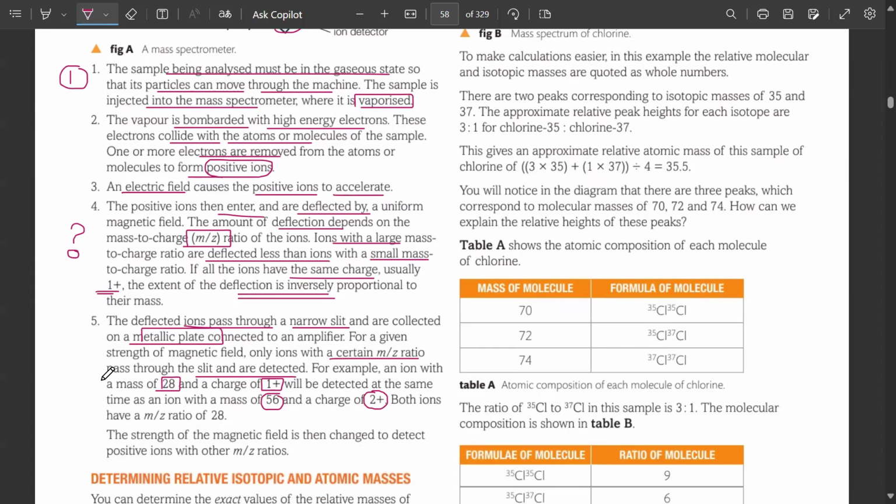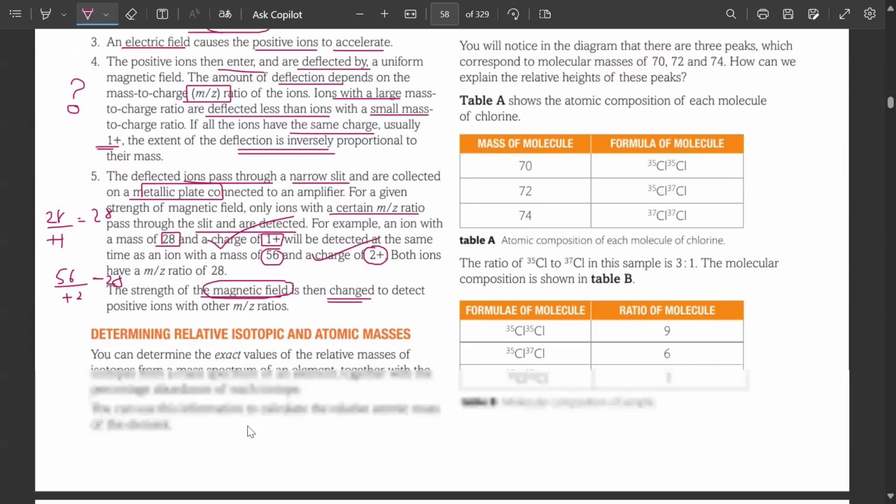अब इनकी भी same deflection होगी because 28 divided by +1 gives you what? 28. और अगर आप 56 divided by +2 करोगे, that will also give you 28. Now अगर आपके पास इस तरह का केस आ जाता है, two ions, different masses, different charges, but they have the same deflection. Now you're going to change the strength of the magnetic field.